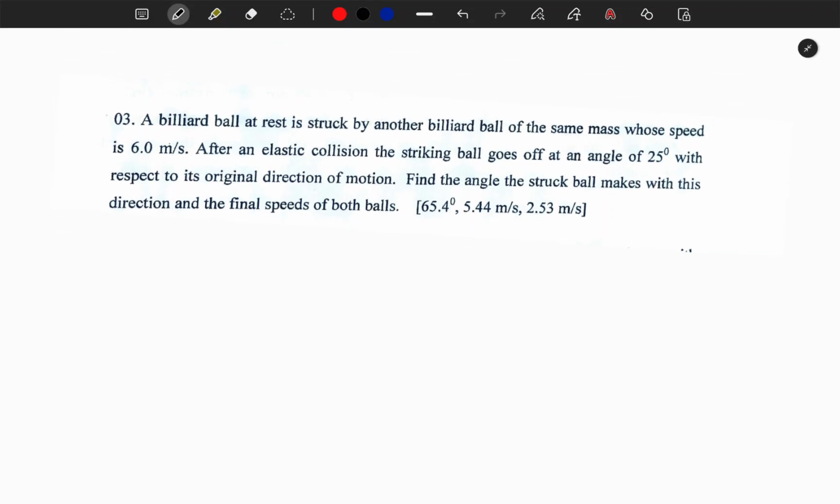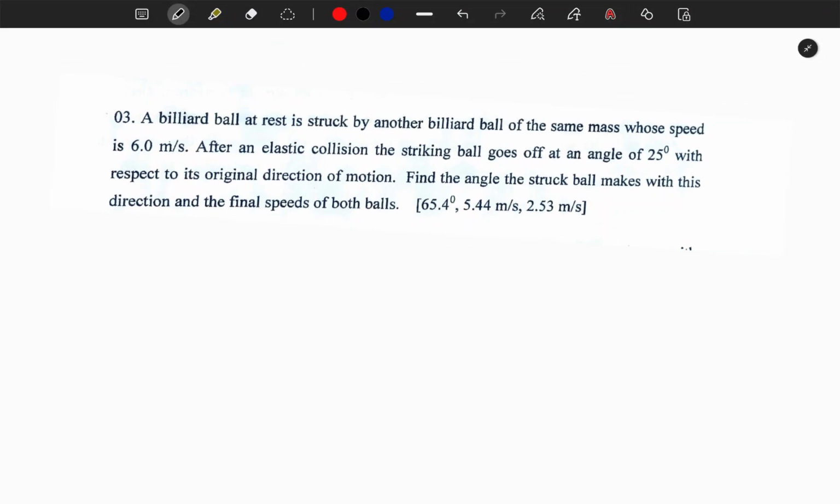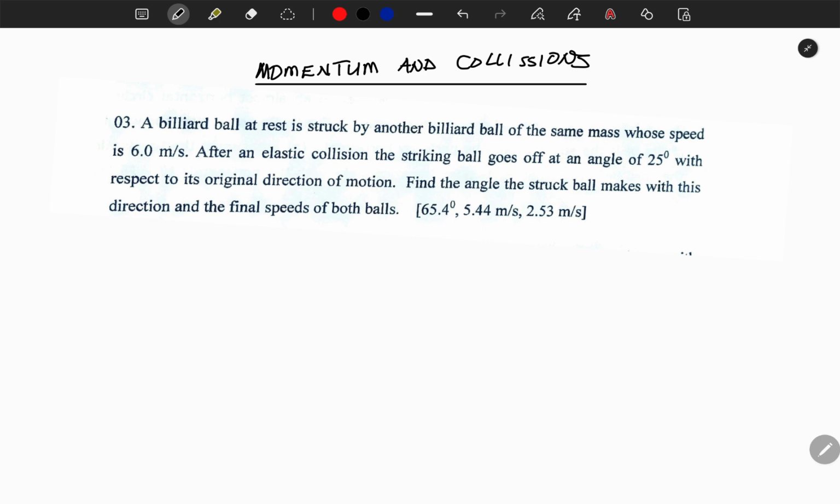Let us answer this question of momentum and collision. Okay, this is a very interesting question. It says a billiard ball at rest is struck by another billiard ball of the same mass, whose speed is 6 meters per second. After an elastic collision, the striking ball goes off at an angle of 25 degrees with respect to its original direction of motion. Find the angle the struck ball makes with this direction and the final speeds of both balls.